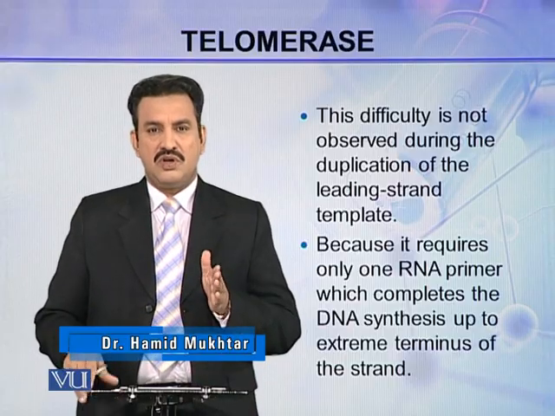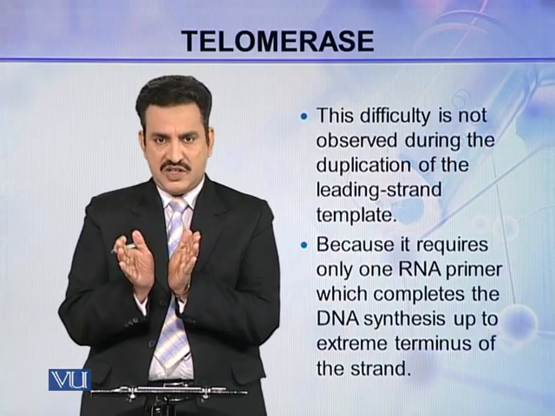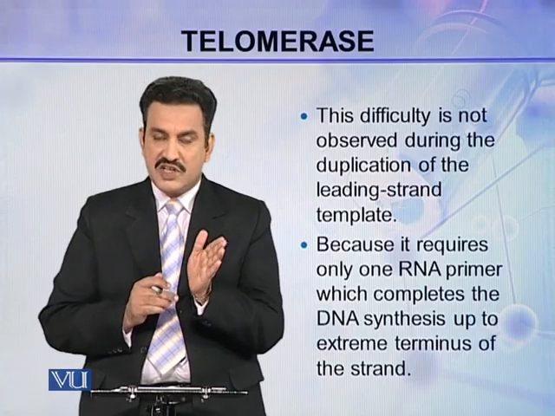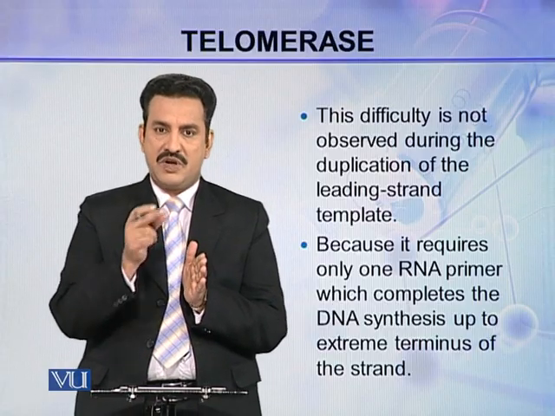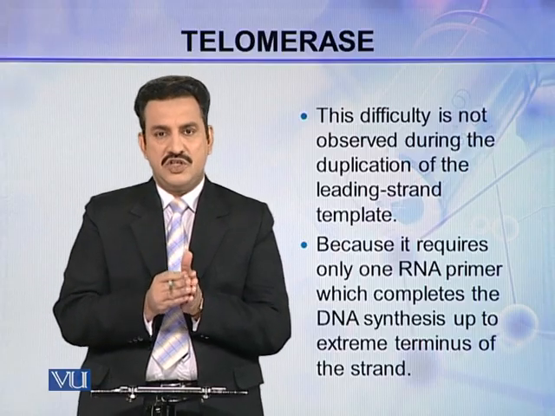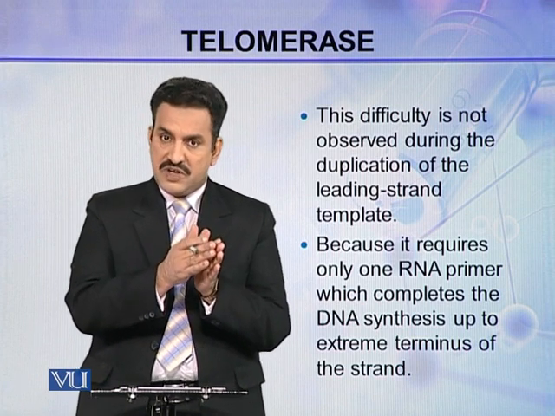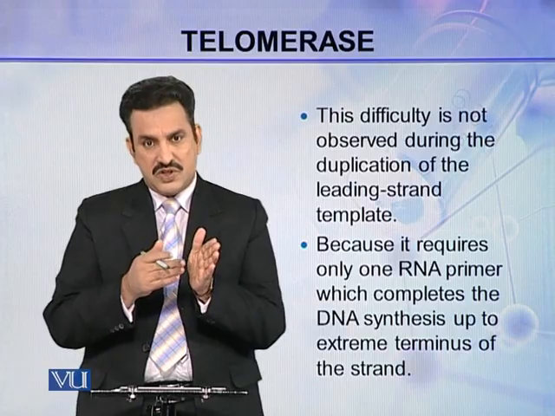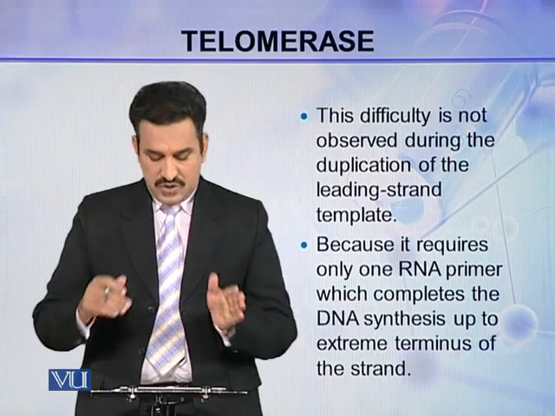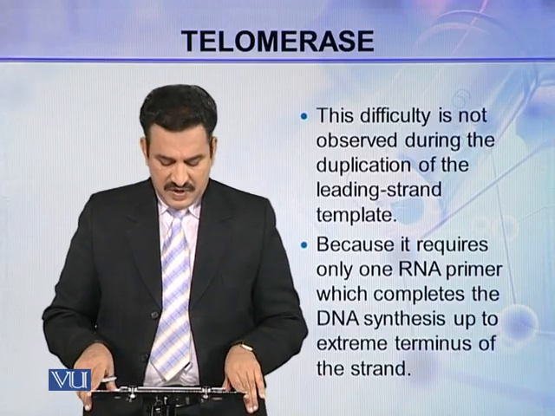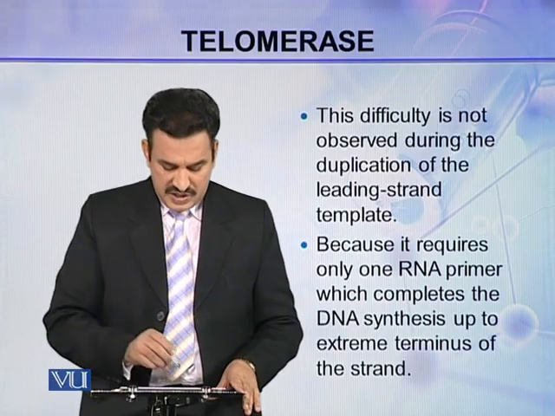This difficulty is not observed during the replication or duplication of the leading strand template. As you know, when replication takes place, there are two strands, one is the lagging strand, one is the leading strand. For the leading strand, only one RNA primer is required. It attaches to that strand and initiates the synthesis of the complementary strand, and this synthesis completes up to the extreme terminus of the chromosome. So only one RNA primer is required to complete the synthesis along the leading strand.